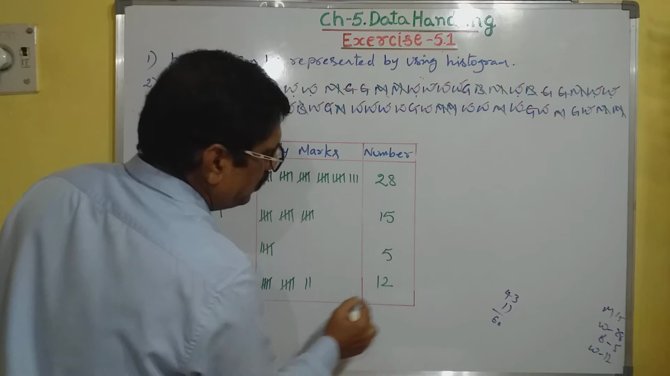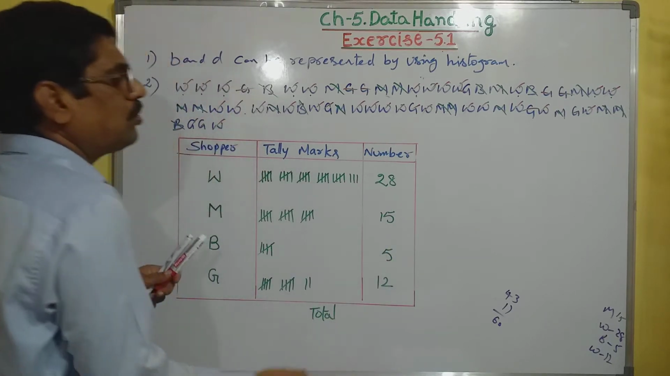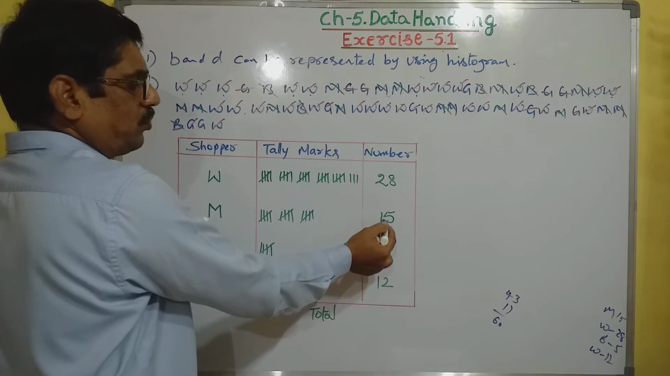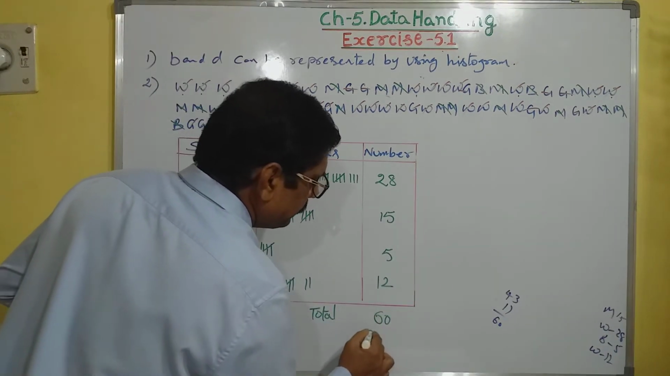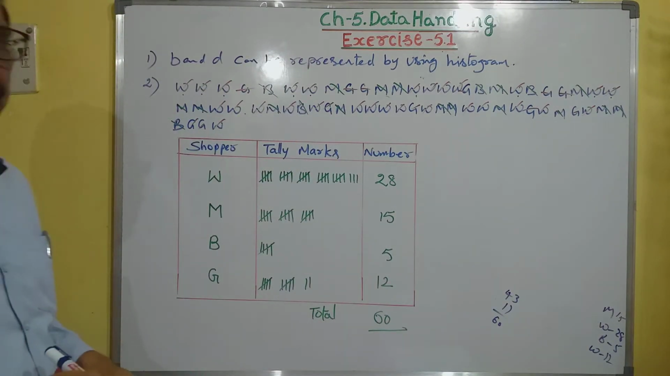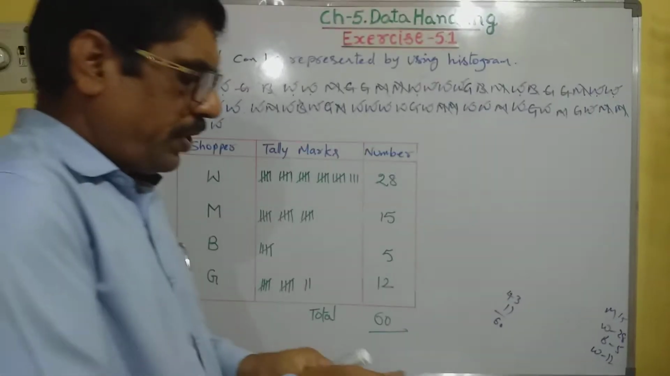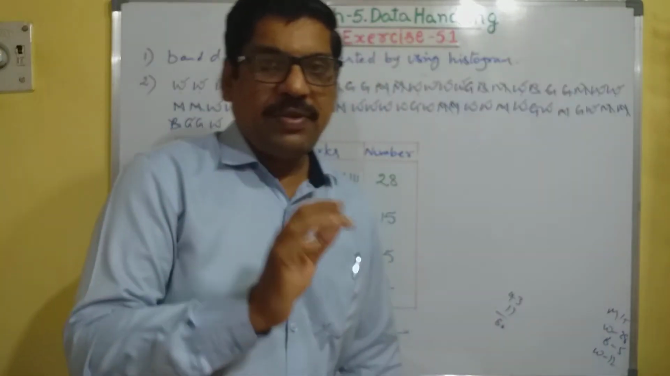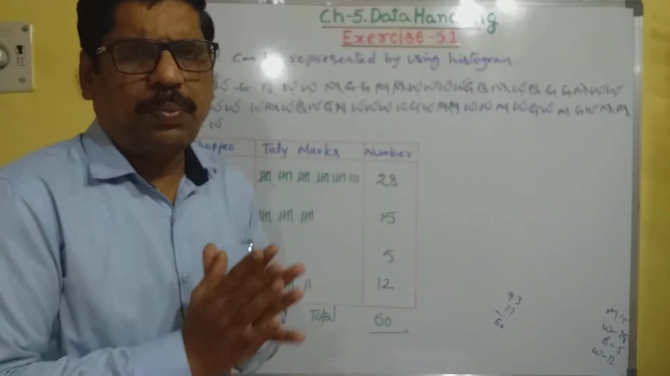This is 12. So the total number of shoppers is equal to, let us add all those values, 28 plus 15, that is 43, plus 5, 48, plus 12 is 60. Okay, this is the way to prepare the frequency distribution for ungrouped data. So we have discussed already in the previous class what is grouped data and ungrouped data.